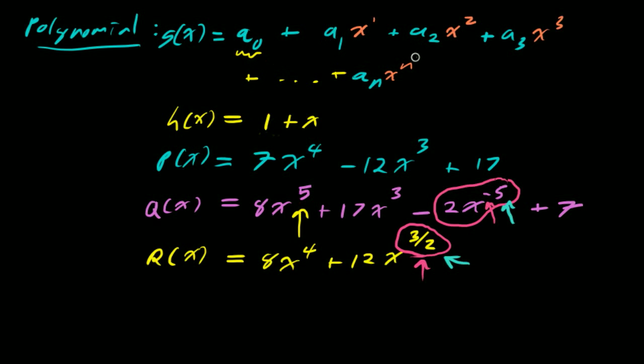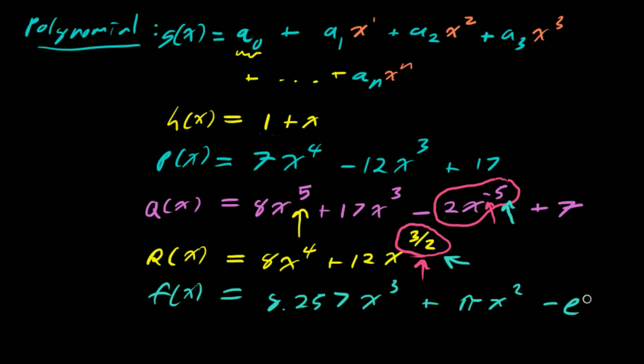However, and I didn't explicitly say this yet, so far all of my a terms, all of these coefficients that I've been writing in, have been whole numbers, but there's no reason I can't have, let's say, another function. Let's just call it f of x, 8.257 x cubed plus, I don't know, pi x squared minus e times x.